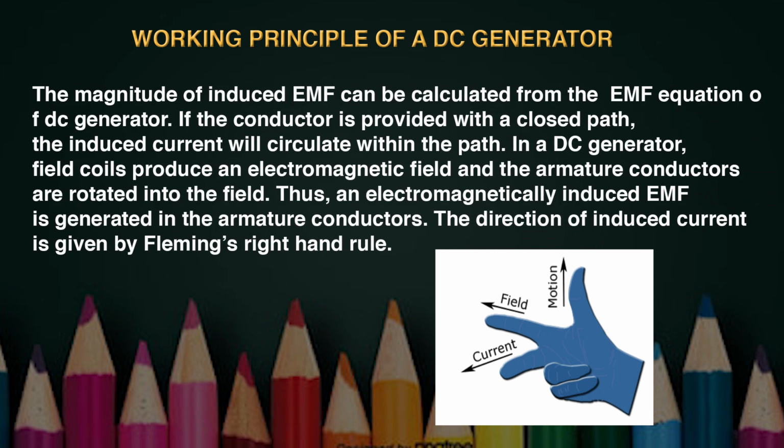The magnitude of induced EMF can be calculated from the EMF equation of a DC generator. If the conductor is provided with a closed path, the induced current will circulate within the path. In a DC generator, the field coil produces an electromagnetic field and the armature conductors are rotated in the field. So, an electromagnetically induced EMF is generated in the armature conductor. The direction of the induced current is given by Fleming's right hand rule.